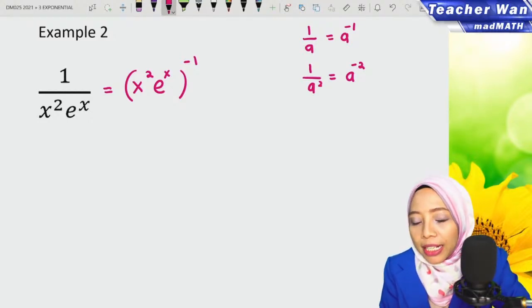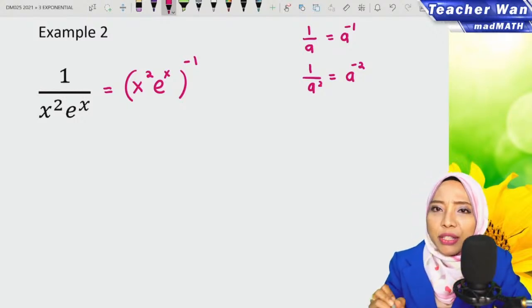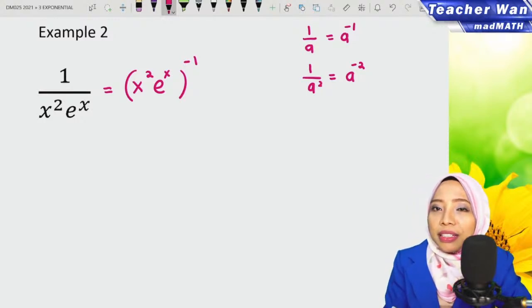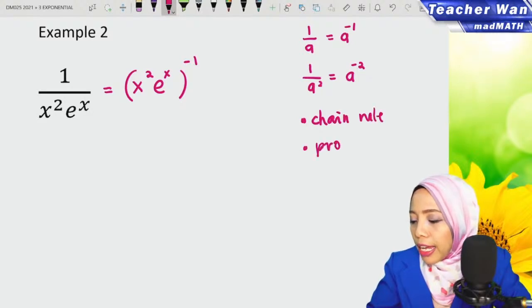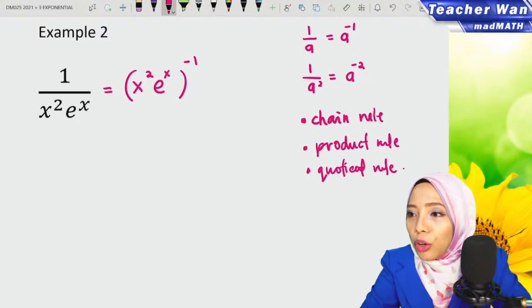It consists of 2 functions. So differentiating this function will need how many rules? We have chain rule, product rule and quotient rule. So which one are we going to use? Write it down. Chain rule, product rule, quotient rule, or both?